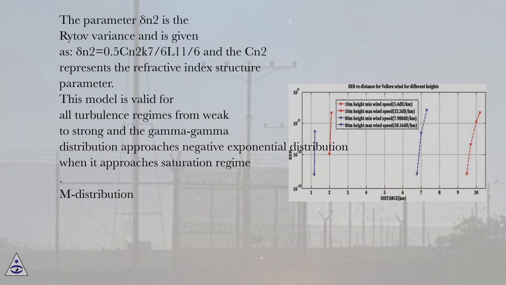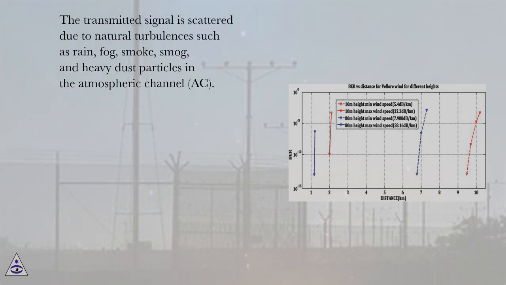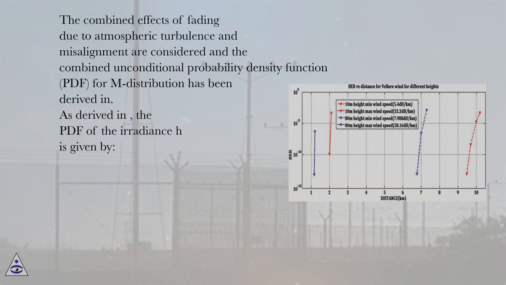M distribution. The transmitted signal is scattered due to natural turbulences such as rain, fog, smoke, smog, and heavy dust particles in the atmospheric channel, AC. The combined effects of fading due to atmospheric turbulence and misalignment are considered in the combined unconditional probability density function, PDF, for the M distribution, which has been derived in.